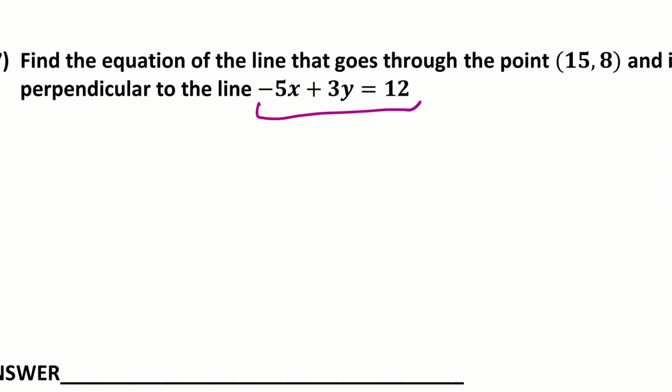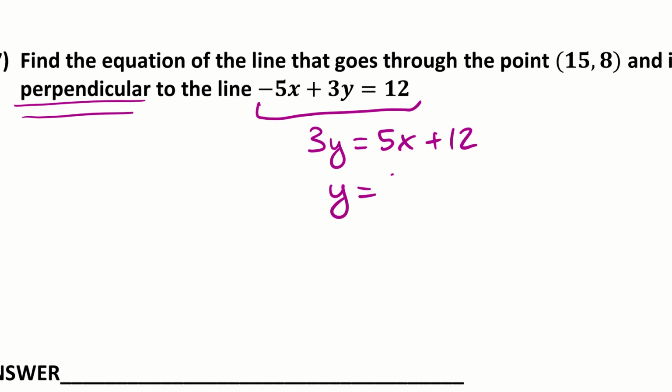I need to know the slope of this line, because if I'm going to be perpendicular to it, I know what to do with that, but I have to know the slope first. So I'm going to add 5x to both sides. So 3y equals 5x plus 12. And then I'm going to divide everything by 3. So y is equal to 5/3 x plus 4. So it looks like I have a slope here of 5/3.